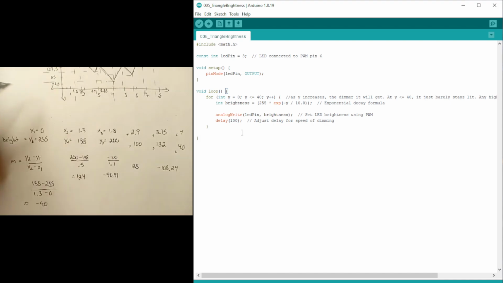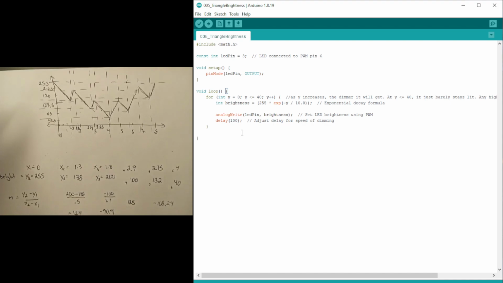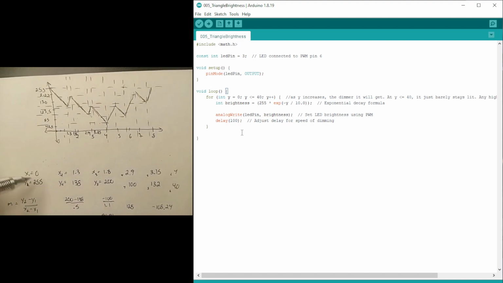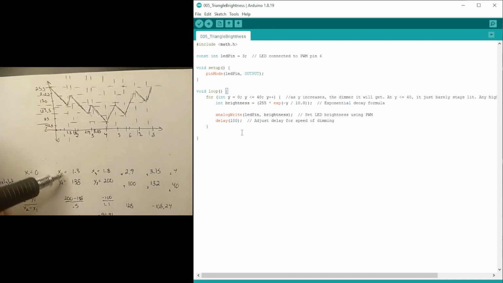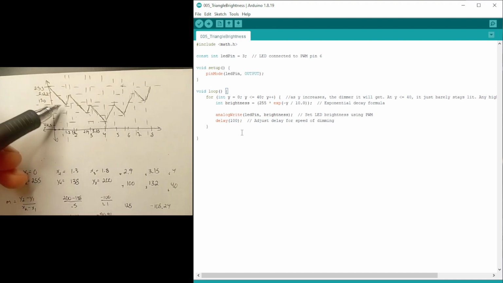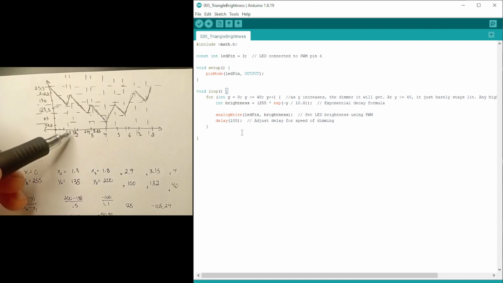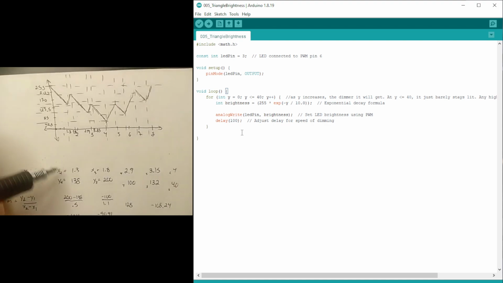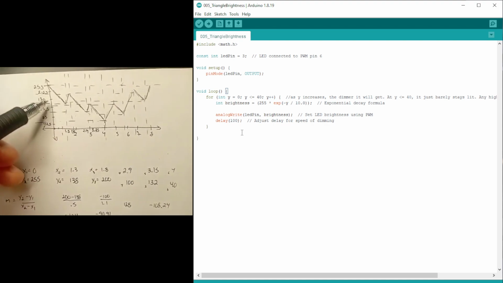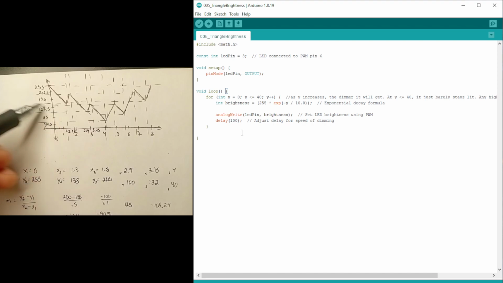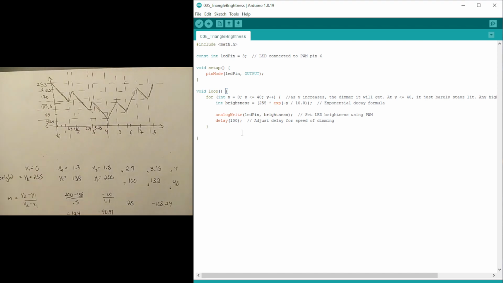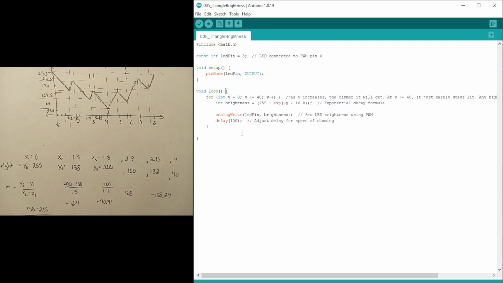And so these are the approximate x and y values. At x equals 0, y equals 255. At x equals 1.3, give or take, eyeballing it from a freehand drawing, 1.3, 138, seems about there, and so on and so forth. You can pause the video here if you need.